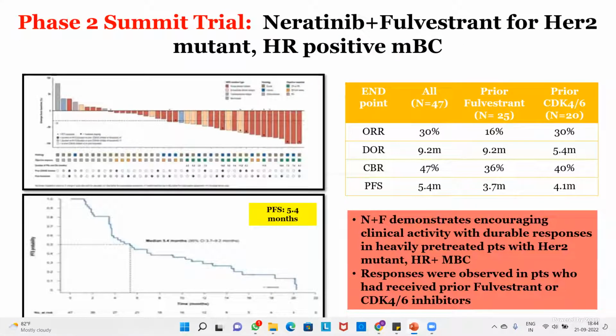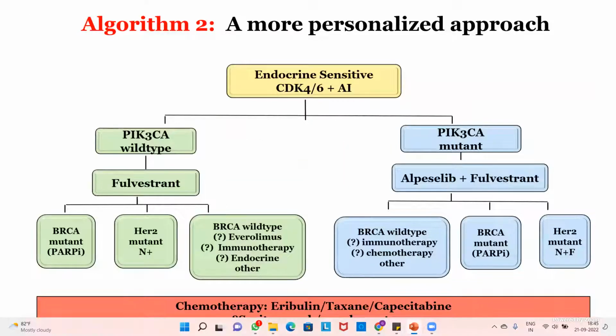In your heavily pretreated cases, the tumors can acquire a HER2 mutation, especially in our HR positive cohort. The phase 2 SUMMIT trial gave patients who had acquired HER2 mutant breast cancer a combination of neratinib with fulvestrant, which had a clinical benefit of 47%, and a PFS of around 5.4 months was reported. Next, please. So this is just a far more personalized approach of how we treat our HR positive patients today. Next, please.